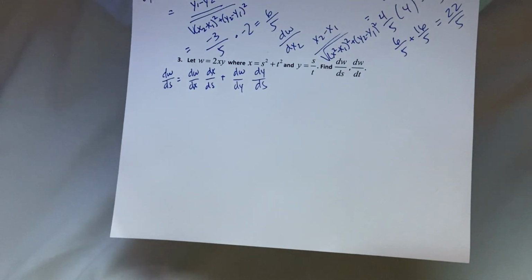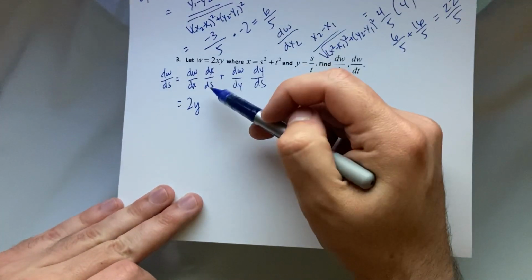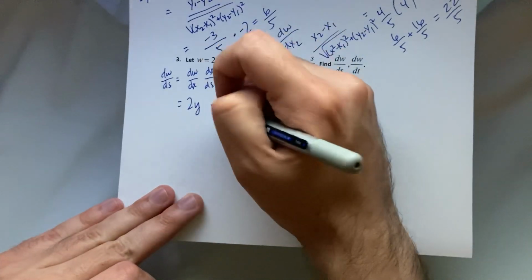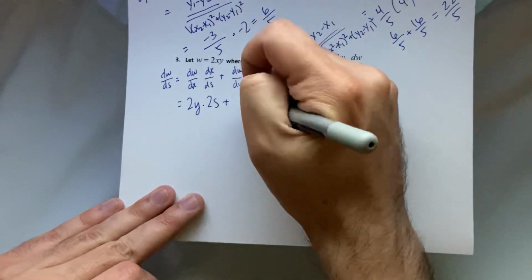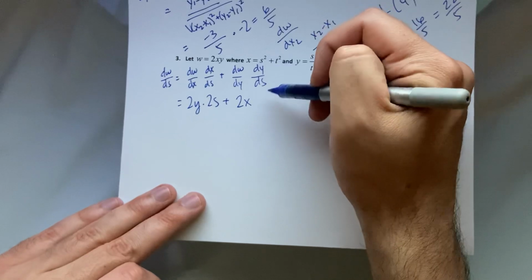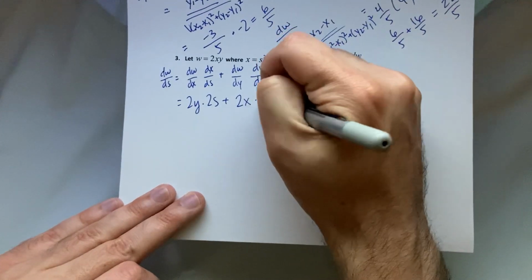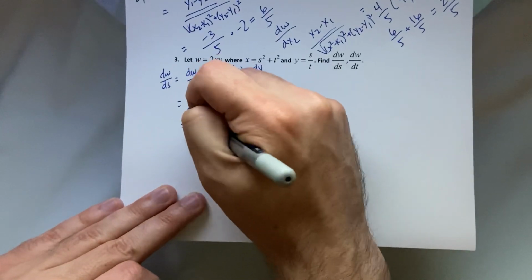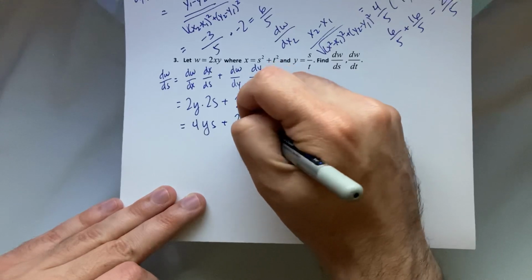What's the derivative of w with respect to x? It should be 2y. Derivative of x with respect to s should be 2s. Derivative of w with respect to y is 2x. Derivative of y with respect to s should just be 1 over t. So this should be 4ys plus 2x over t.